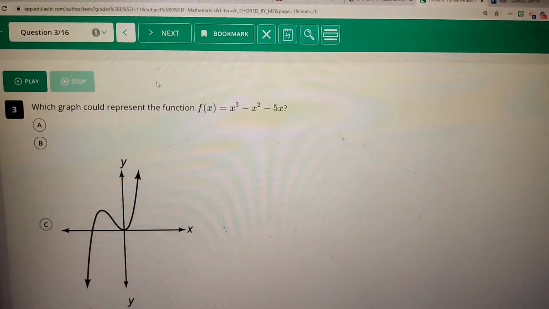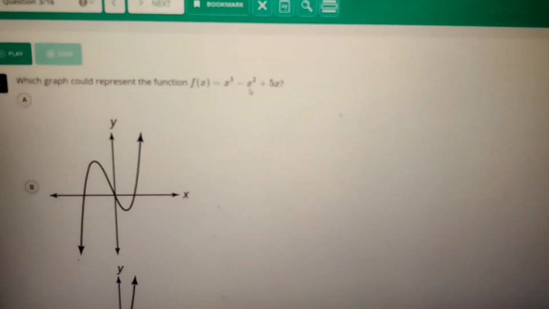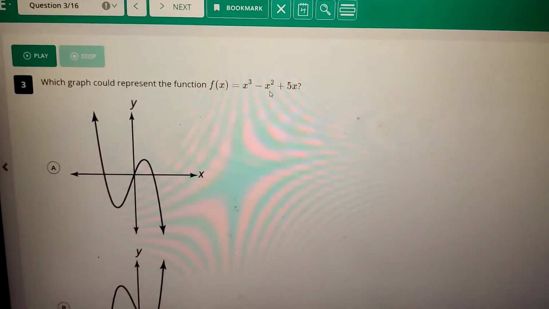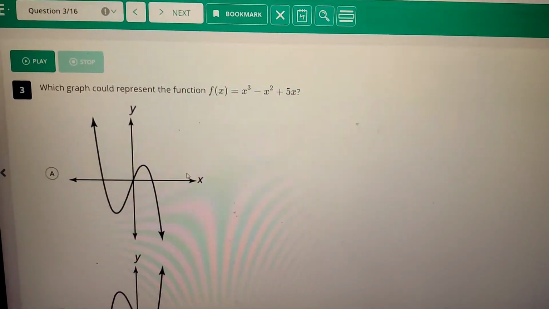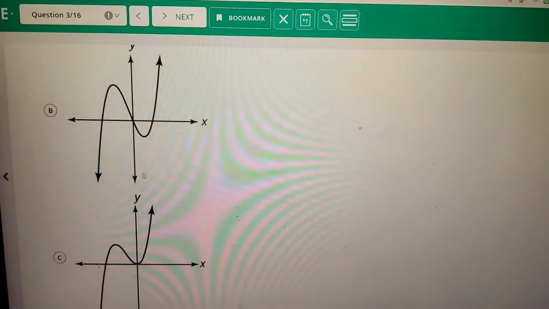All right, number 3, which could represent the function x to the third minus x squared plus 5x. So very similar to one we saw in the practice, but this time it's positive. So that means it's not a and it's not d. It's either b or c.